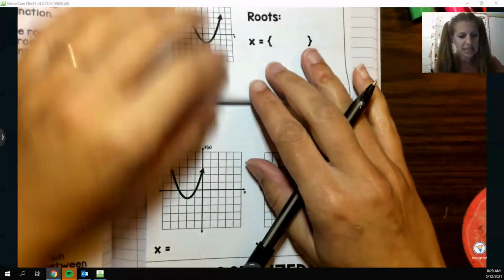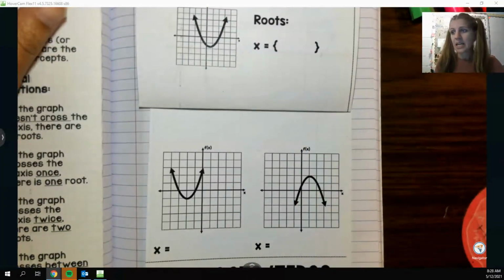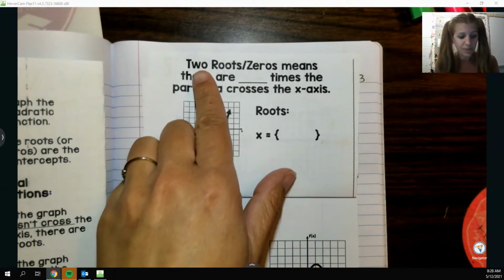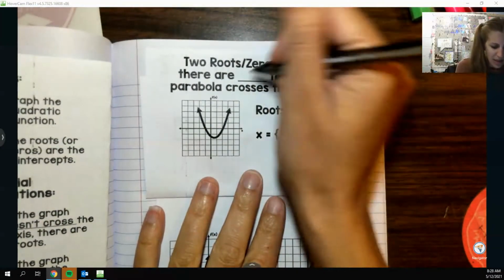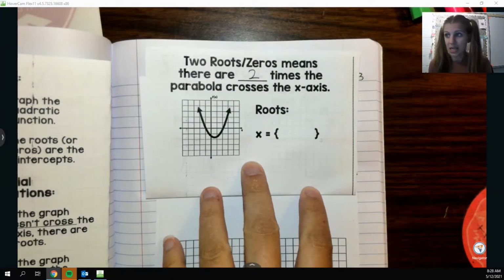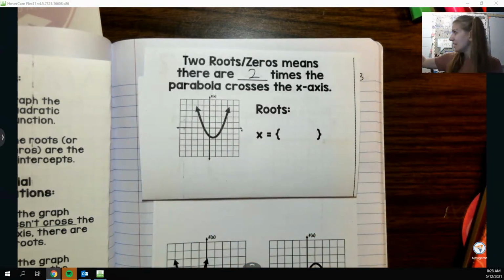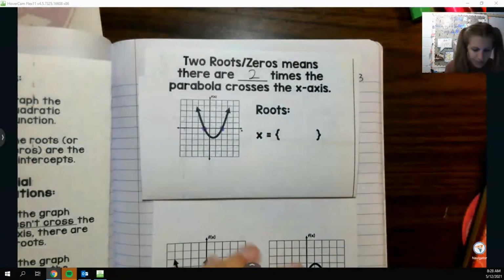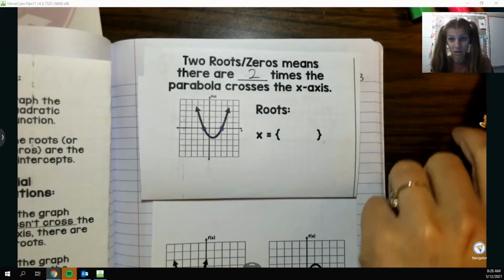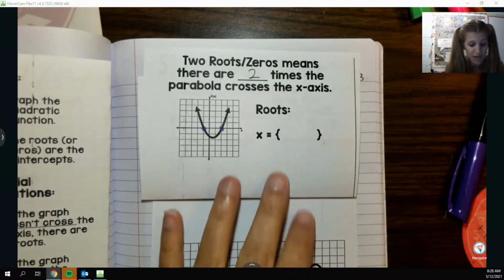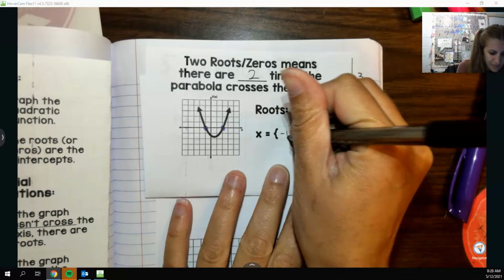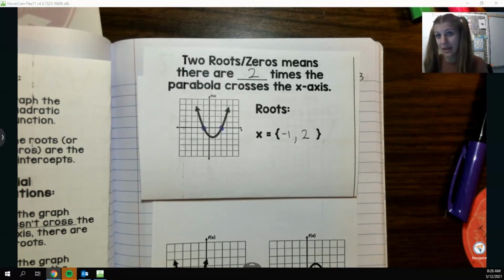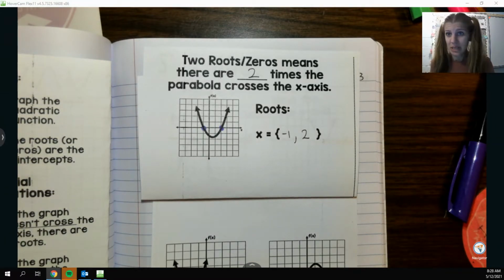And then last but not least here, what could also happen is that I have a parabola that touches 2 times. So we have 2 roots or zeros when there are 2 times that the parabola crosses our x-axis. So I can see that this parabola is touching here and here. And so my roots, zeros, solutions, x-intercepts are at -1 and also 2. And it doesn't really matter the order that you write them in. I usually go smallest and then biggest, but it doesn't matter.